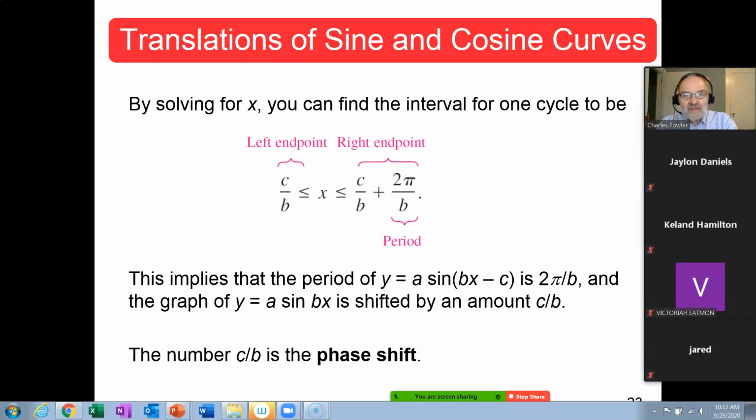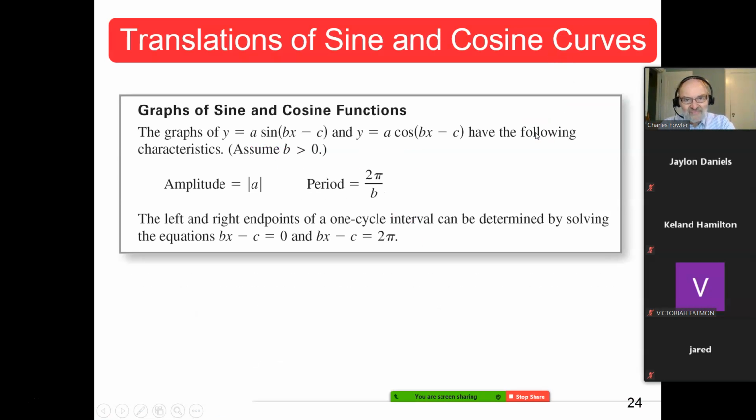Okay, so any questions so far on translating, and these are so far horizontal translations of your sine and cosine curves. They've been focusing more on sines, but the same thing holds for cosine. It won't advance until I click on the slide. It's sort of crazy that way. So here is the box in the middle of page 301. The graphs of sine and cosine functions.